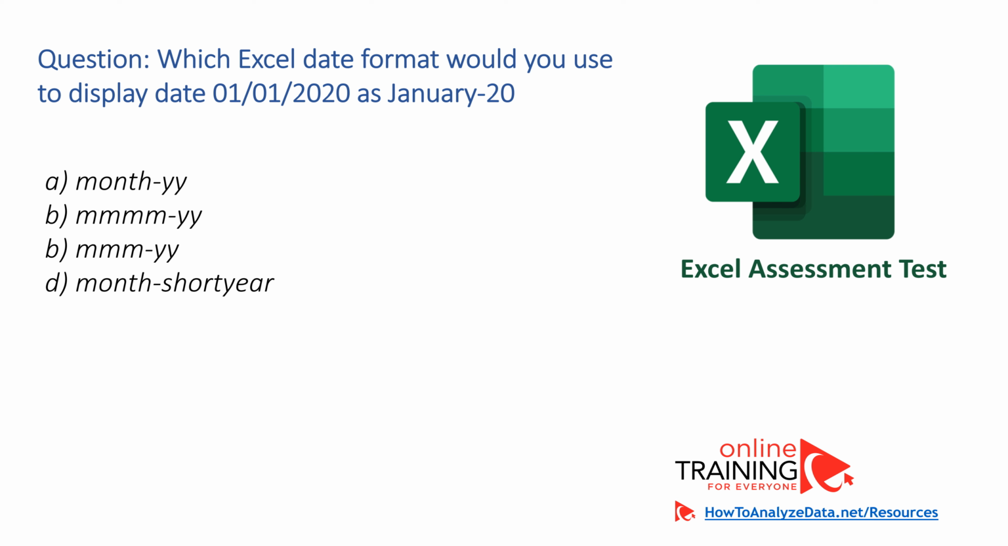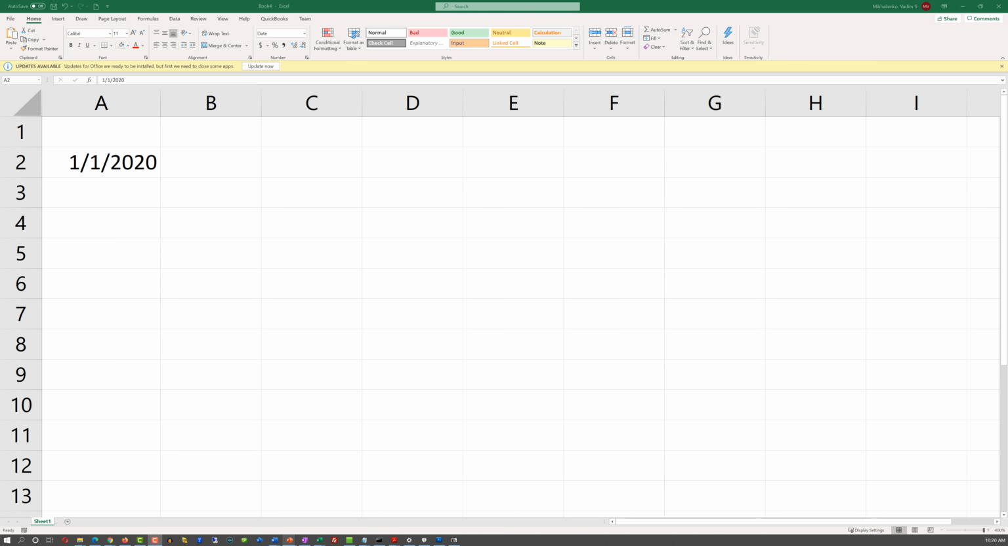Let's look at the question: which Excel date format would you use to display date January 1st, 2020 as January-20? There are four choices presented: month-YY, MMMM-YY, 3 M's and -YY, and then month-short year. To answer this question correctly, it requires your knowledge of custom Excel date formats.